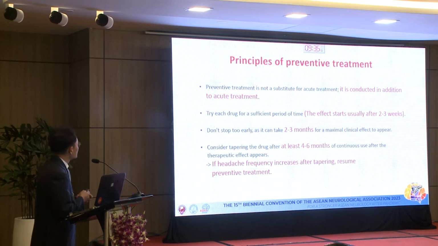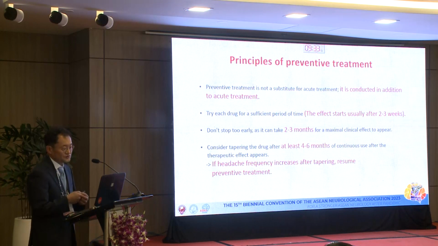Principles. Preventive treatment is not a substitute for acute treatment. It is conducted in addition to acute treatment. Try each drug for a sufficient period of time. The effect usually starts after 2 to 3 weeks, and don't stop too early, as it can take 2 to 3 months for a maximal clinical effect to appear. Consider tapering the drug after at least 4 to 6 months of continuous use after the therapeutic effect appears. If headache frequency increases after tapering, resume preventive treatment.